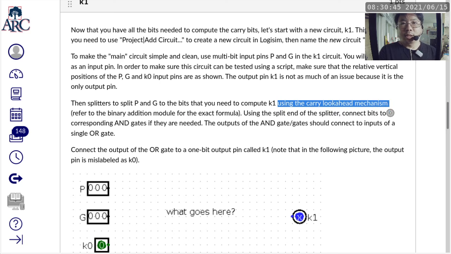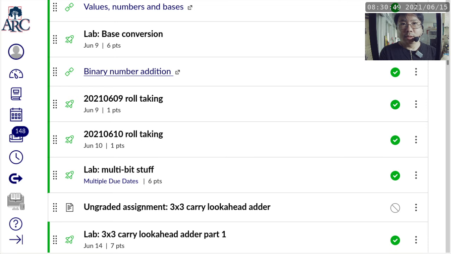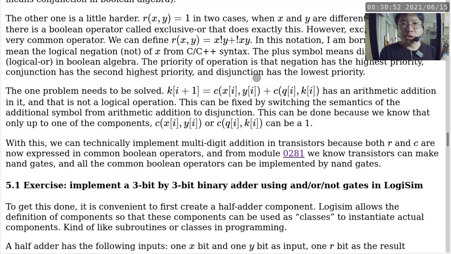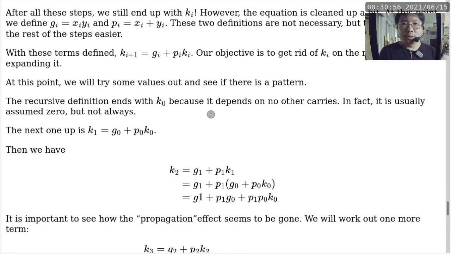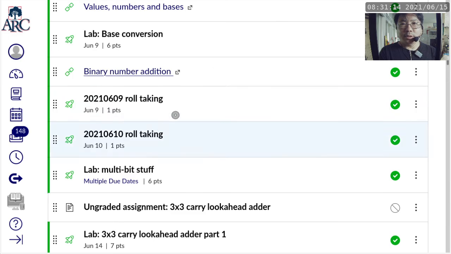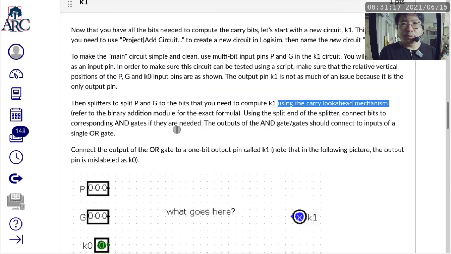And the answer, I'll give you guys a freebie too. That is in section 6. In section 6, we have K1 being expanded out of this general equation here, and it is G0 or P0 and K0. So now the question is, how do we make this happen? Because the input pins are just P and G, so what do we do?